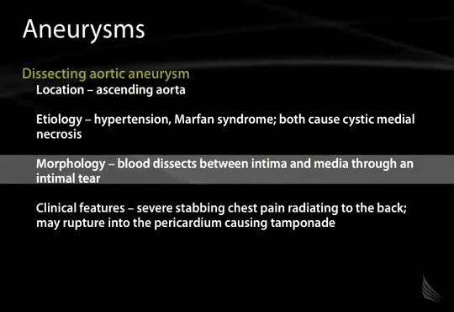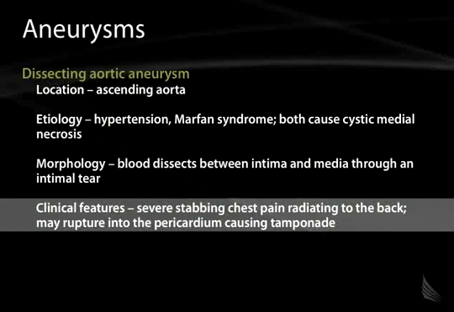Blood dissects between the intima and the media through an intimal tear, and flow enters into this false lumen, creating further dissection down the aorta. Clinical features include severe stabbing chest pain that radiates to the back and may rupture into the pericardium, causing pericardial tamponade.